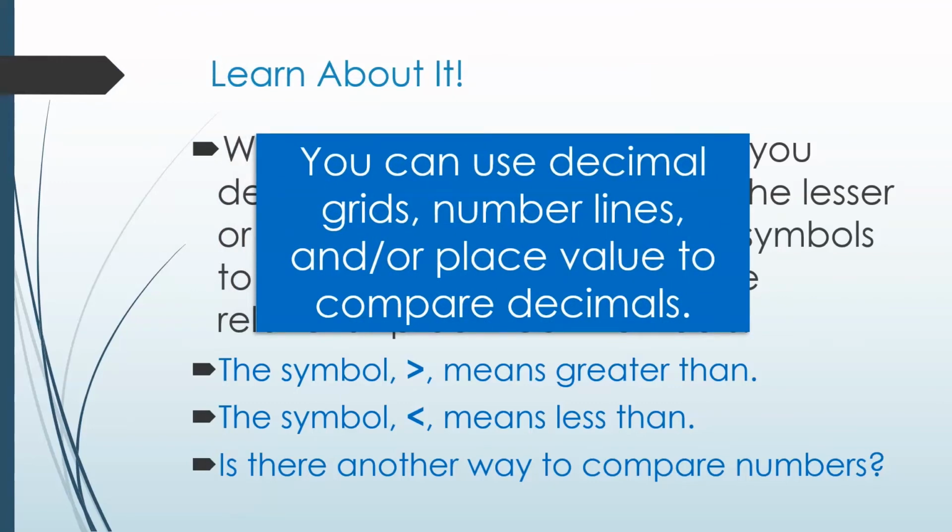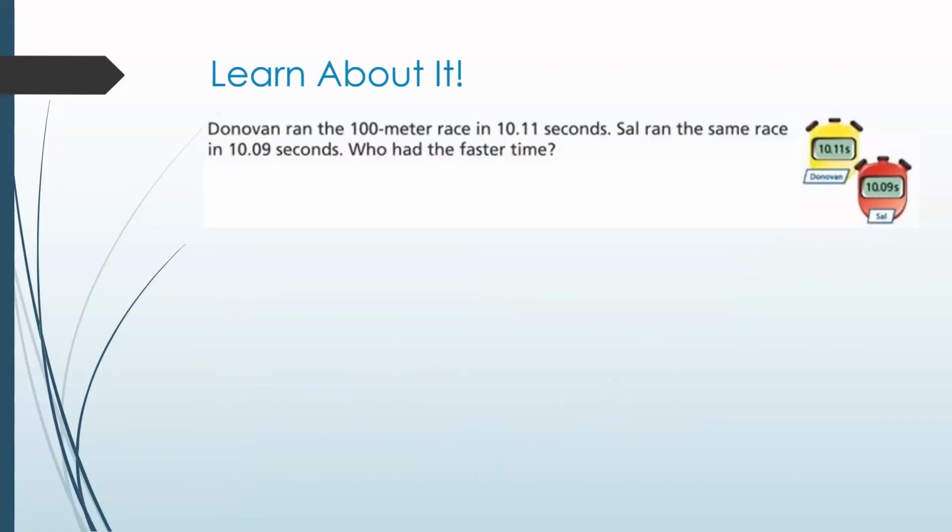Here are some different strategies that we can use: decimal grids, number lines, and or place value to compare decimals. Let's take a look at this problem. Donovan ran the 100-meter race in 10 and 11 hundredths seconds. Sal ran the same race in 10 and 9 hundredths seconds. Who had the faster time?